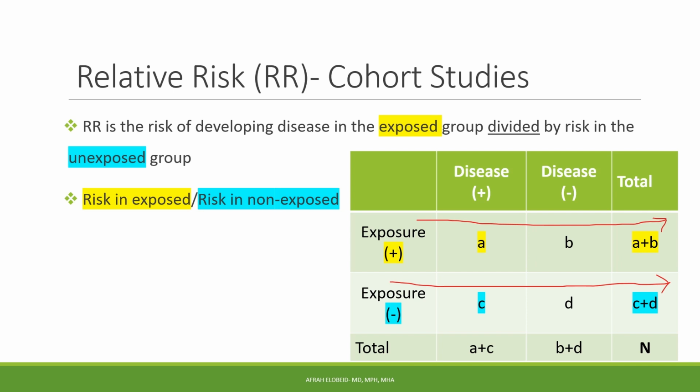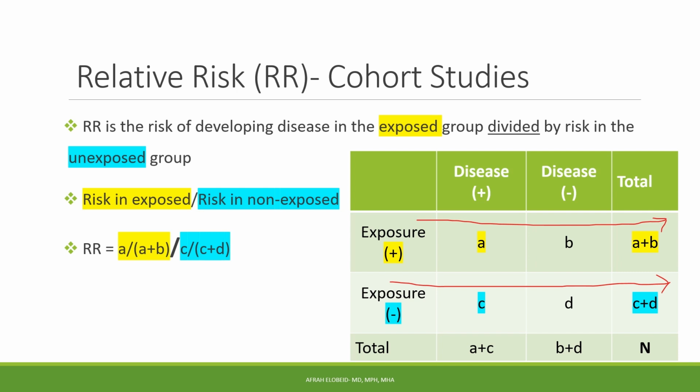When we calculate the relative risk, that means we calculate the risk among the exposed, which is literally A, the cell that represents the people who are exposed and got the disease. We divide that by A plus B, which is the total of the exposed population. So among the exposed, we calculate the risk by dividing the number of those exposed who got the disease by the number of all exposed population, regardless of whether they got the disease or not. In statistical terms, it will be A divided by A plus B. This is the first half of the calculation.